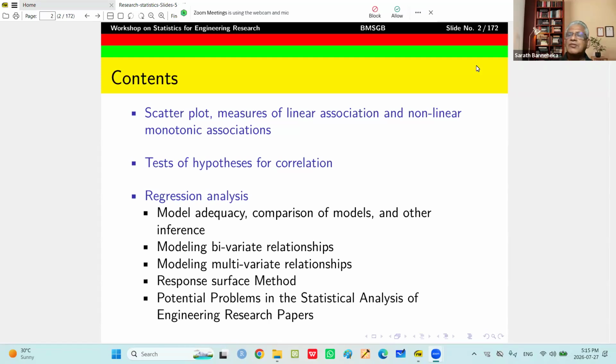Hello, everyone. Welcome back to part two of the lecture. In part one, we discussed correlation analysis, where we discussed the importance of a scatter plot, how to measure linear association and nonlinear monotonic association, and how to test hypotheses concerning population correlation. In this part, we will discuss regression analysis.